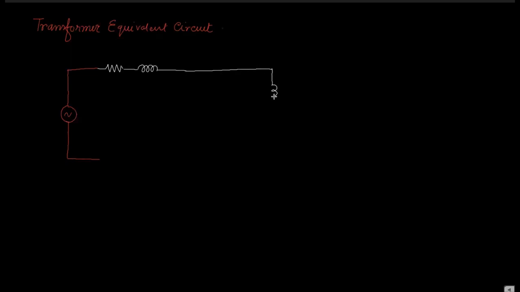So here this is the primary side, this is the primary side winding. I am going to draw the entire circuit, then you will understand what is the difference between the practical transformer and the ideal transformer. So now the secondary side is like this. In the same way we can draw the secondary side transformer circuit.